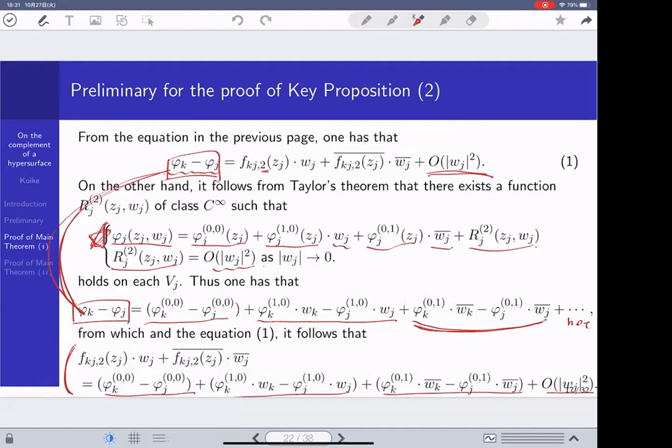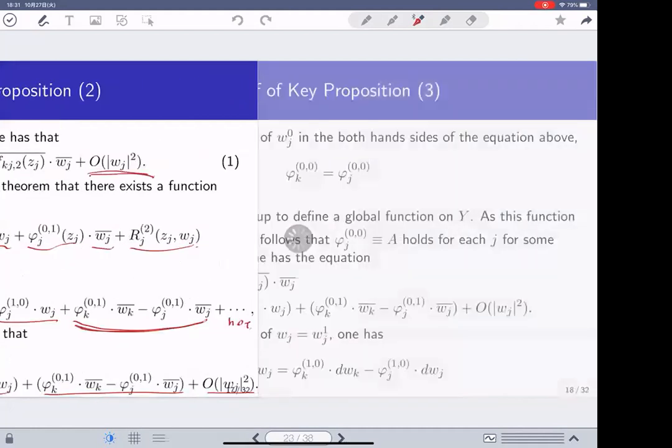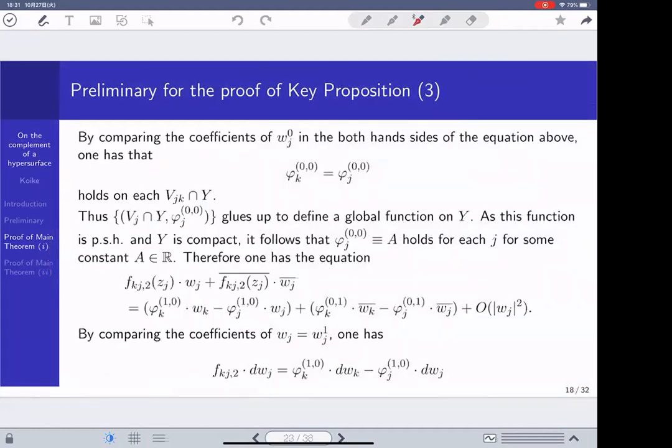Okay, let me see the constant term. The left-hand side has no constant term. So by comparing the coefficients of the constant term, I mean at w equal to 0, in both sides of the equation above, one has that phi k00 is equal to phi j00 holds on each Vjk intersection Y at least. So this one goes up to define a global function on Y.